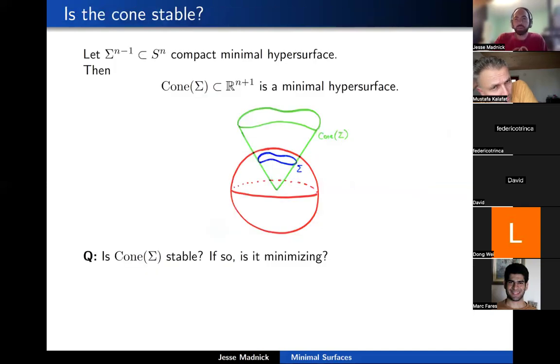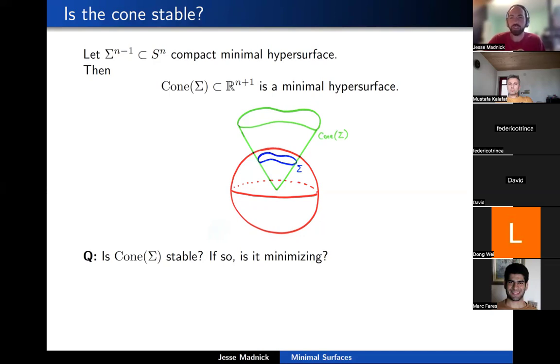So before going on and thinking about the index, I want to raise a question that I think is quite interesting. We discussed last time how if sigma is minimal in the sphere, then its cone is also minimal. However, sigma is never stable. Sigma is never stable, but the cone could be. The cone could even be minimizing. And so that raises the question of how can you tell when the cone is stable? How can you tell when the cone is minimizing? In general, this is actually kind of tricky.